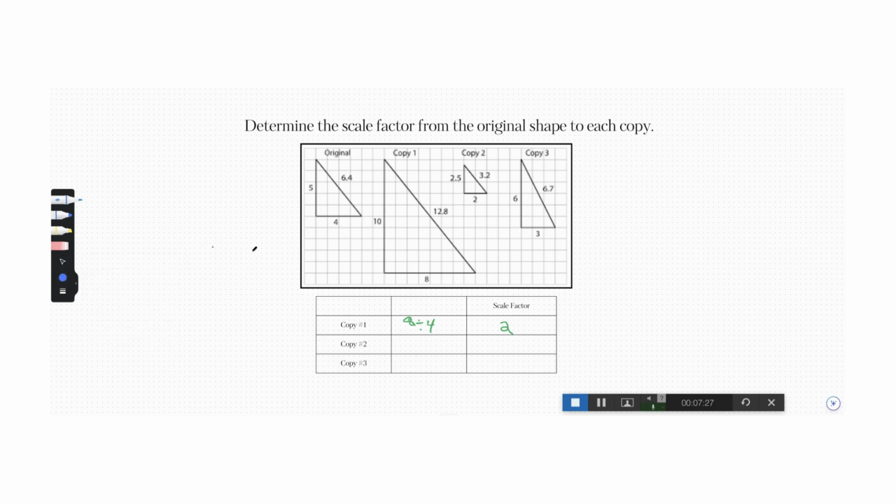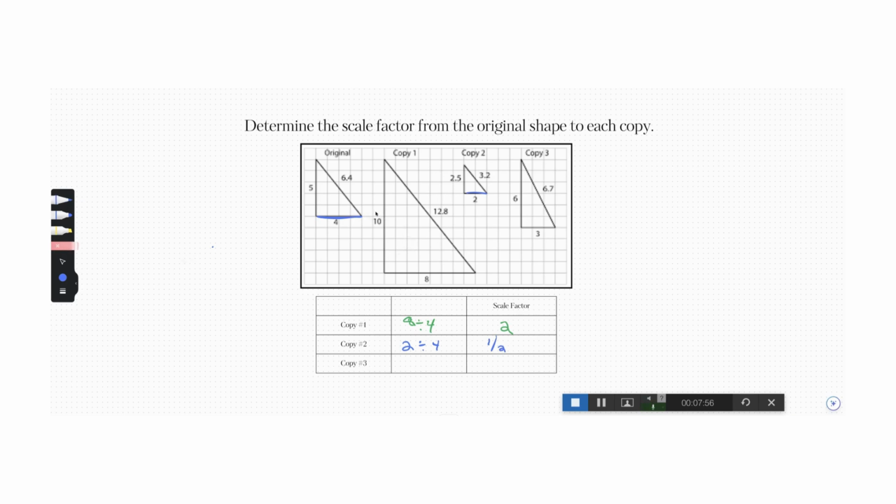For the second one, I'll use blue. Now this time, I'm going to use blue to highlight the corresponding side. So here we have 2, and here we have 4. All right, and notice that the original shape is larger than the copy for number 2. Okay, so when I do 2 divided by 4, that's 1/2, right? So the scale factor would be 1/2.